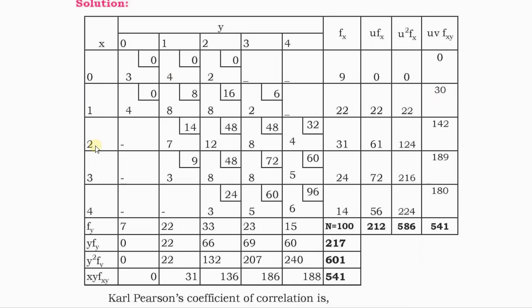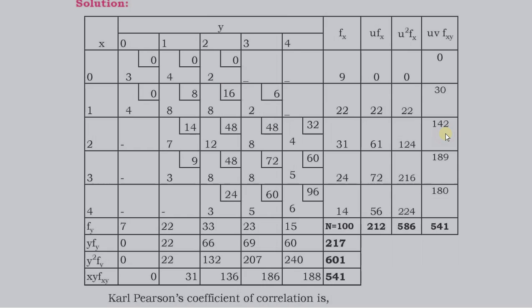Okay. Next, 2 into 1 into 7 is 14. 2 into 2 is 4, 4 into 12 is 48. Next, 2 into 3 is 6, 6 into 8 is 48. 2 into 4 is 8, 8 into 4 is 32. So 14 plus 48 plus 48 plus 32 results in 142.